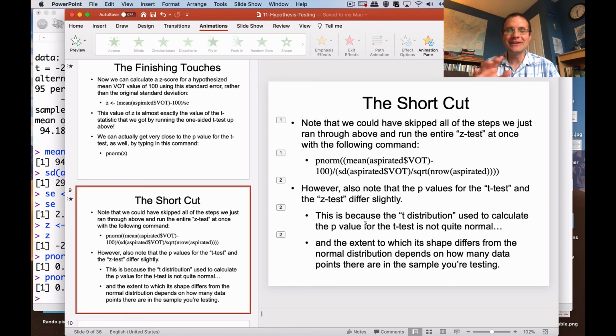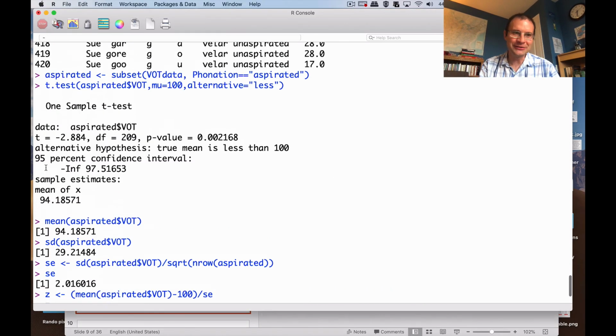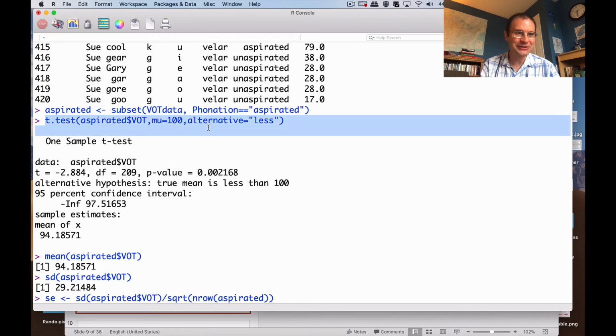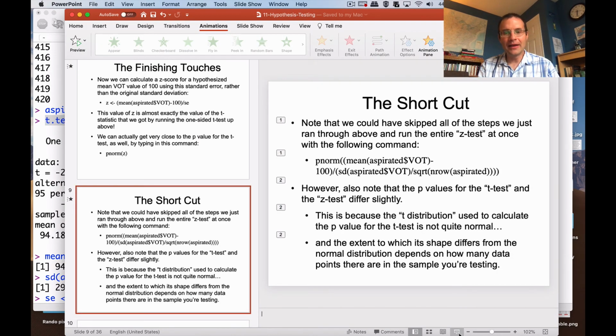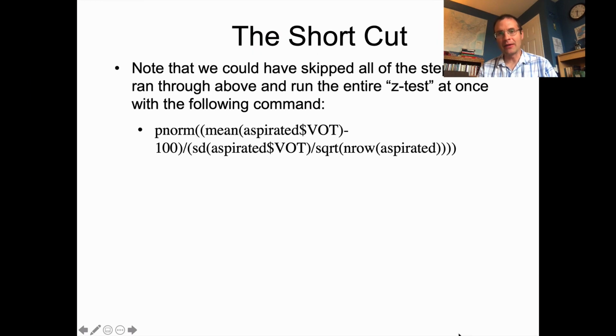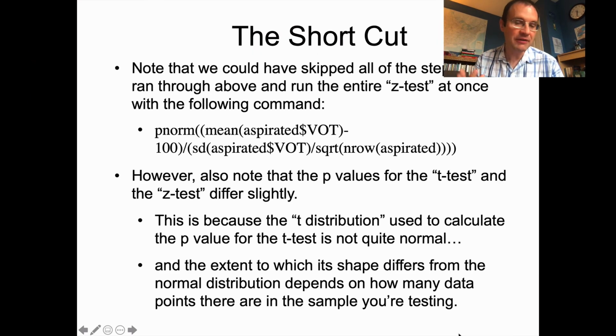You can do it the easy way that way, but really the easy way to do it is just to run the t-test like this. But just so you know where all these numbers are coming from, that's where they come from. And on top of that, I'm going to point out that what we've observed already, the p-values for the t-test and the z-test differ slightly.